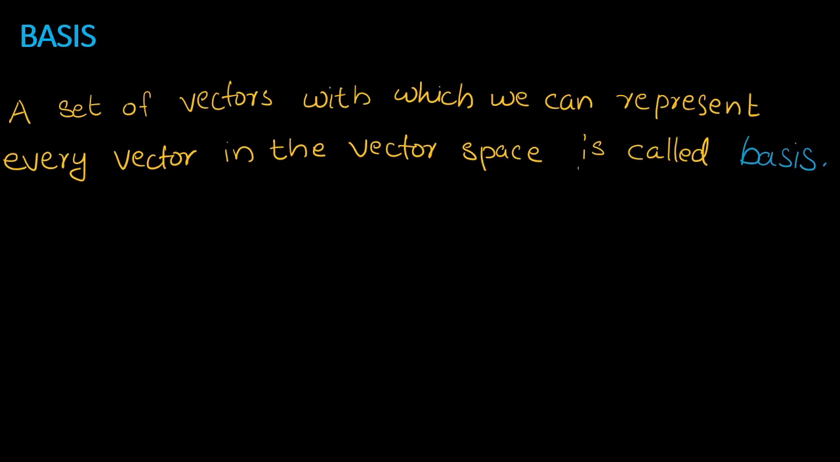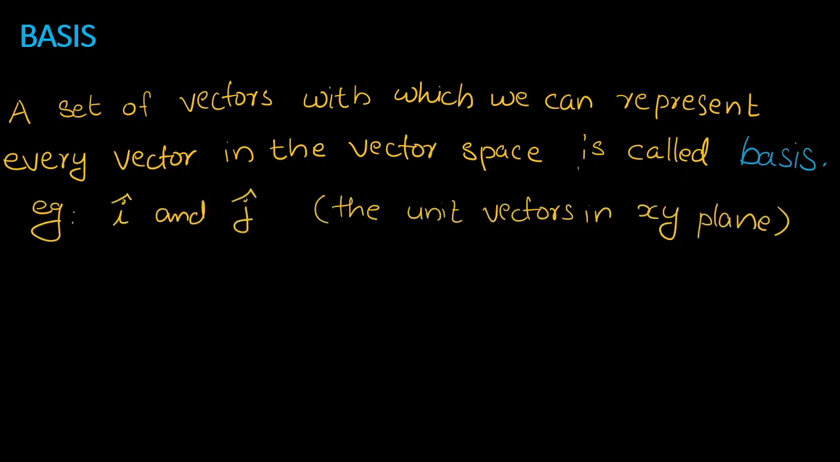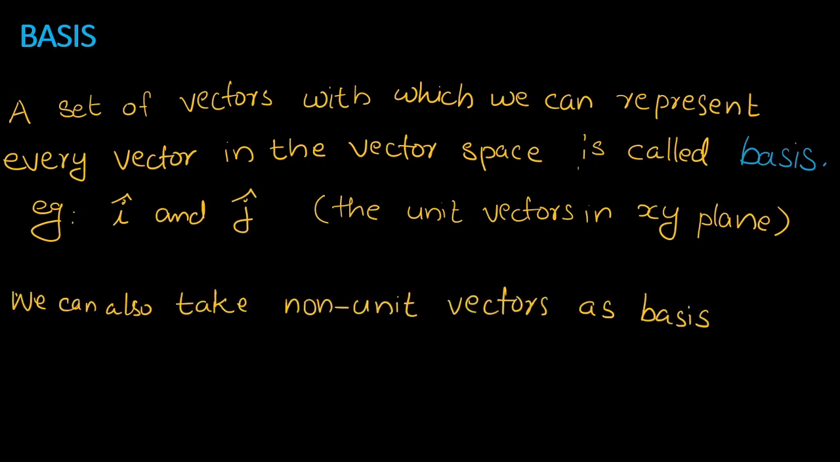Then we come to bases, and what are bases? A set of vectors with which we can represent every vector in the vector space is called a basis. Basis is basically a set of vectors, and using those vectors you can represent any vector in the vector space. For example, i and j, the unit vectors in the xy plane. Using i and j, we can represent any vector on the xy plane. We can also take non-unit vectors as a basis. i and j are unit vectors because their magnitude is 1, but we can take any vector whose magnitude is not equal to 1. That also is possible.